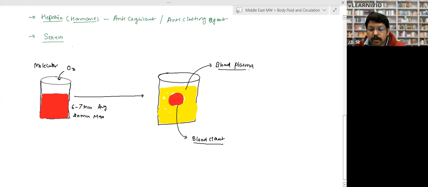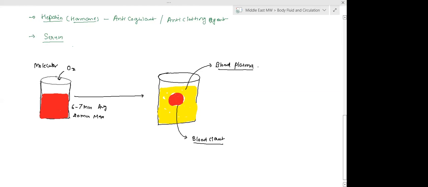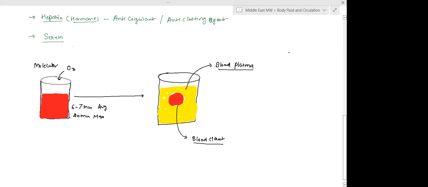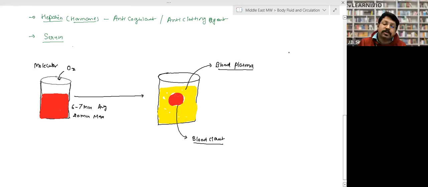Hey, come on. You have noted down the point right now. 90 to 92%. Oh, come on. Read it again. That is the percentage of water in plasma. Oh, sorry, 55%. Yes, 55%. Right. So the blood plasma is 55% of the blood. The rest, the clotting part, contributes 45%.